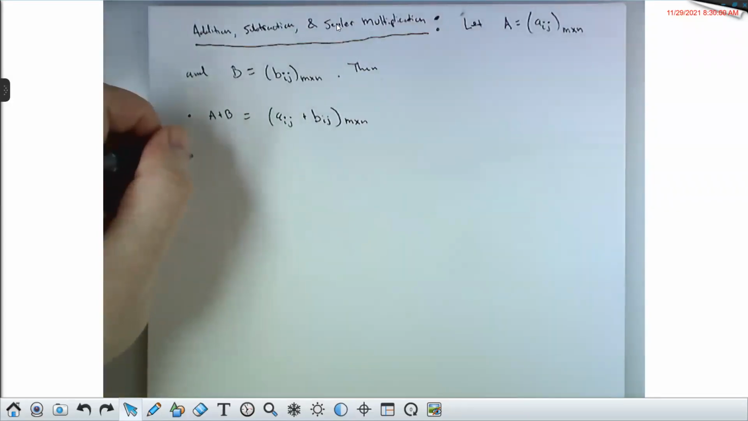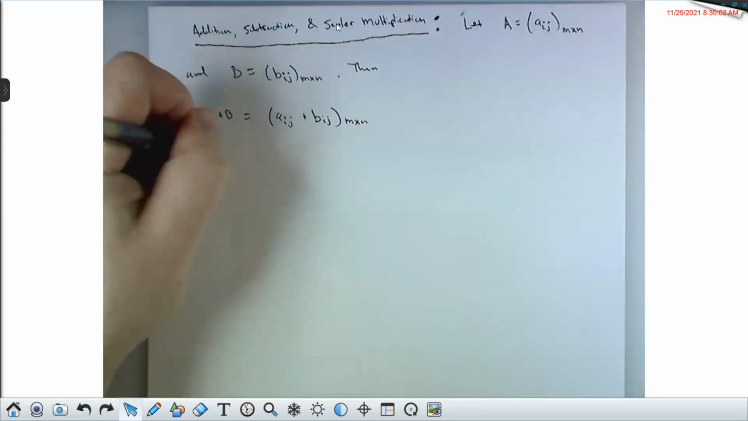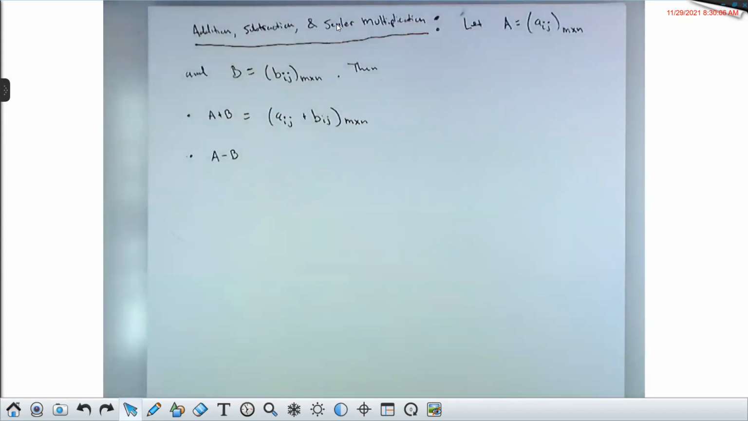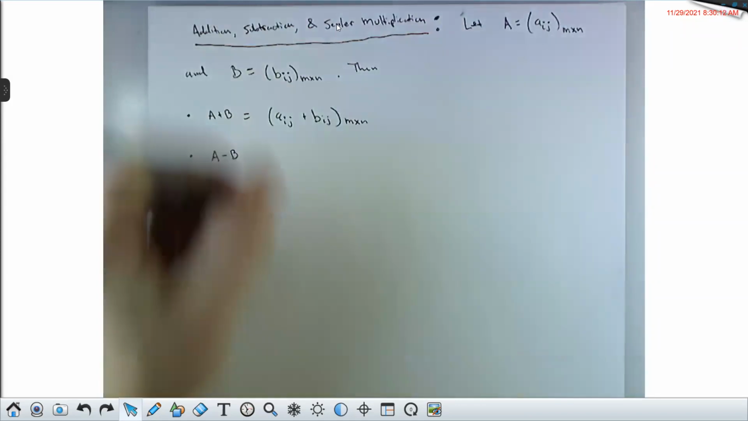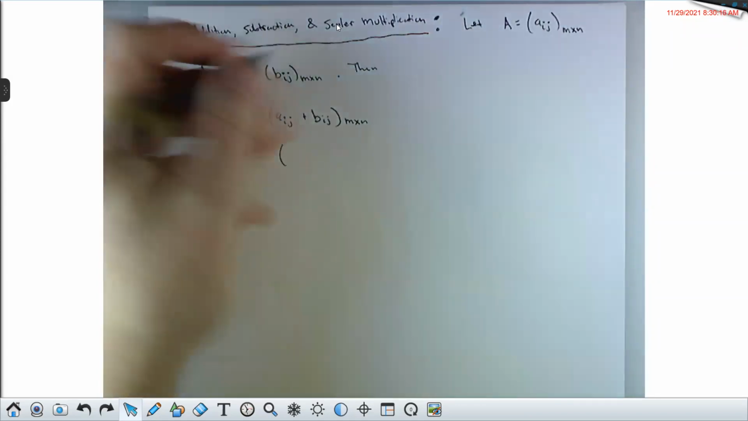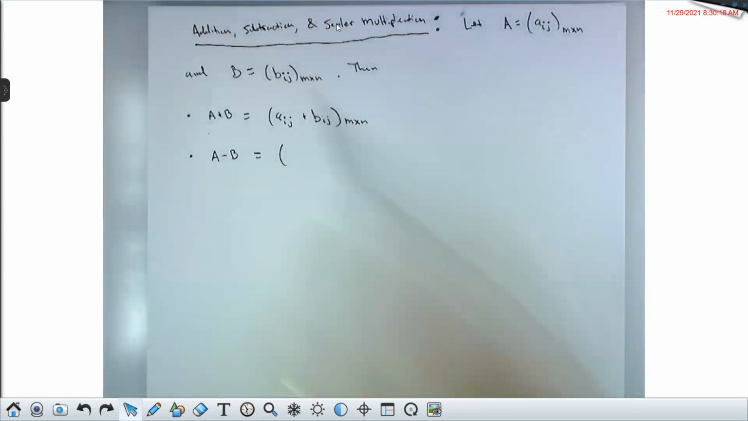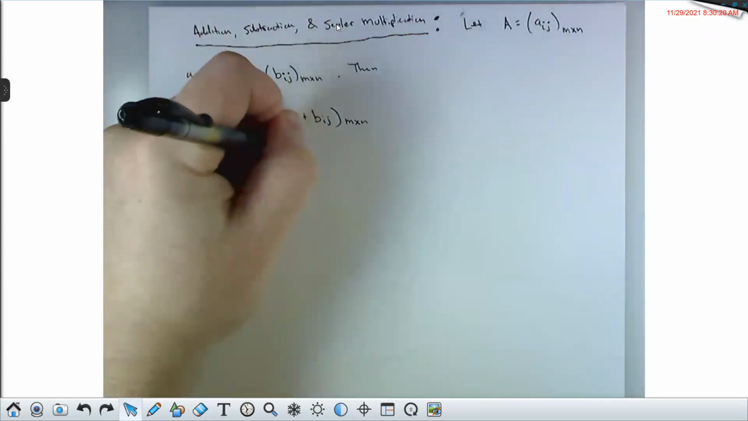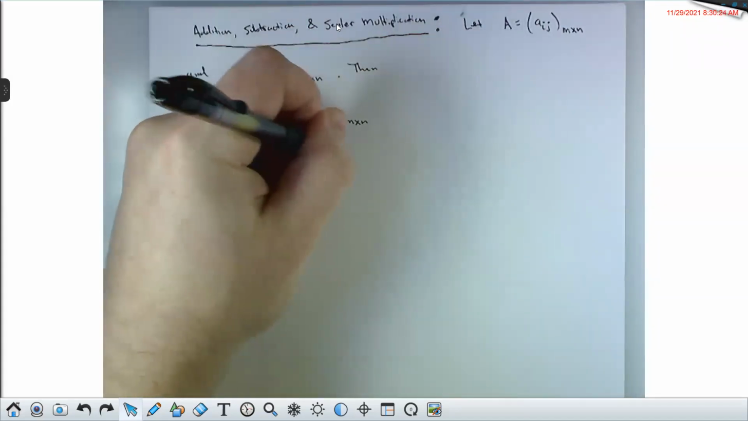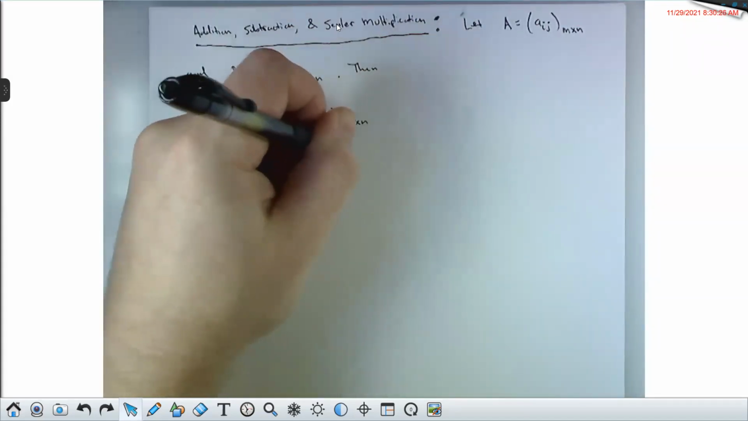I'll do examples here in a minute, but what that means is that you just add up the entries. You take the entry in row 1, column 1 of A and add that to the entry of row 1, column 1 of B. And you do that everywhere. The new matrix A minus B is also an m by n matrix, same as the common size of A and B. And to find its entries, you just subtract the entries of B from the entries of A.